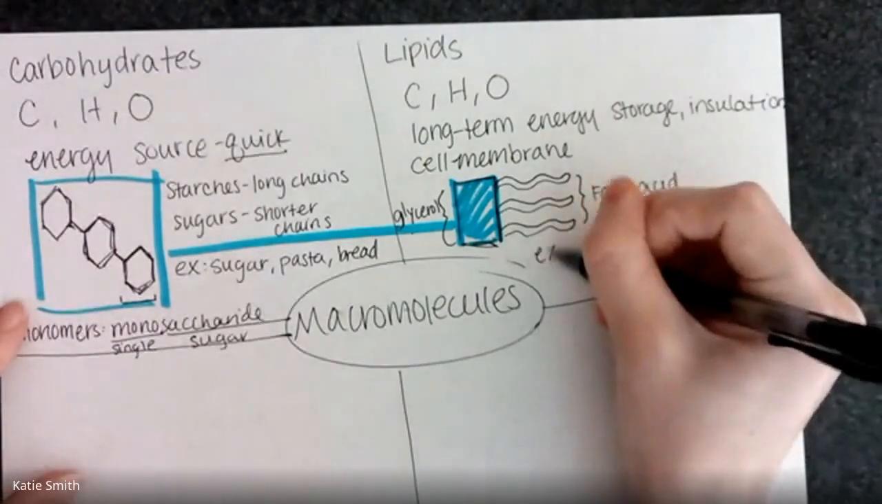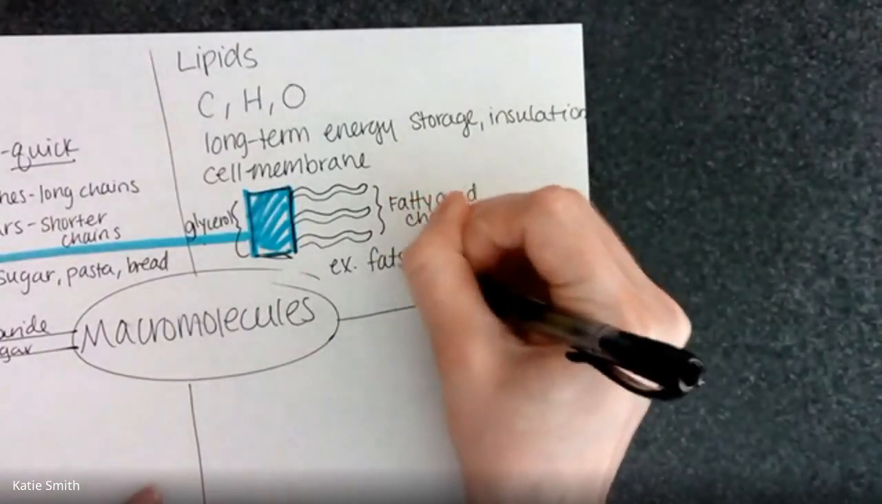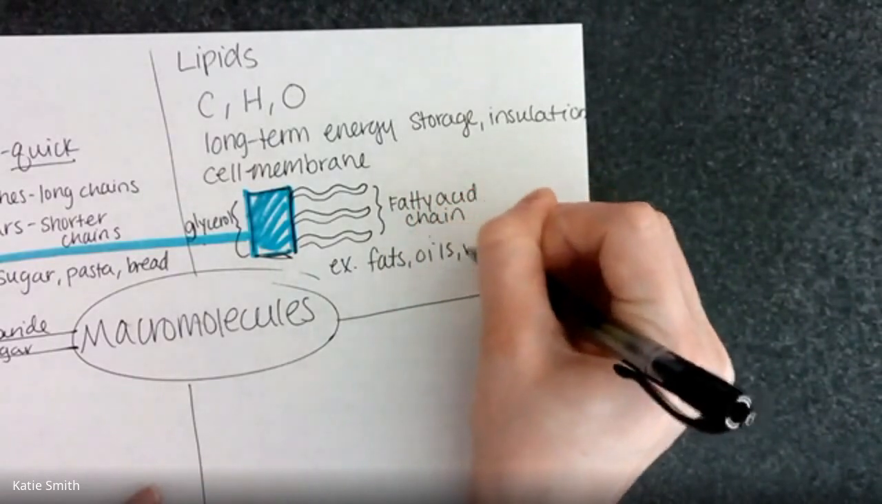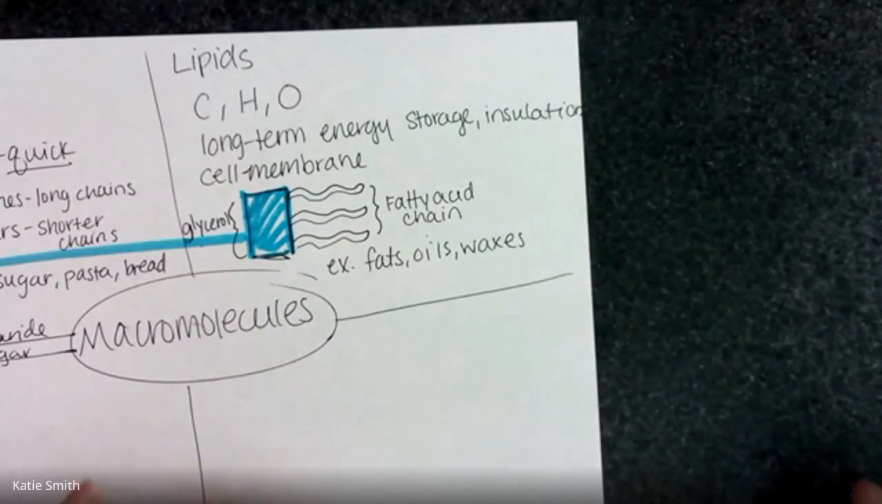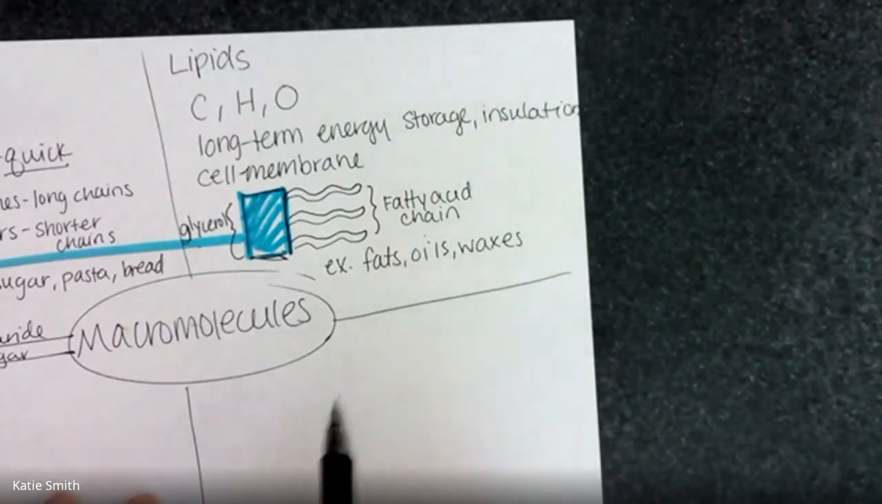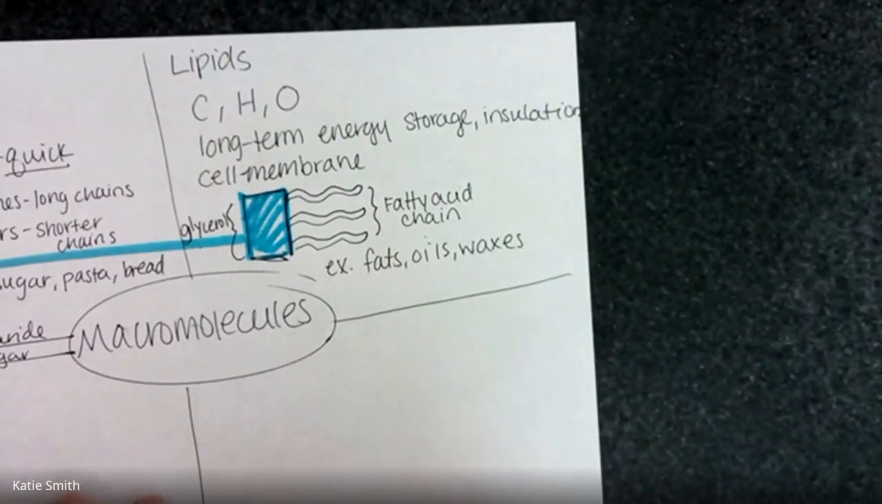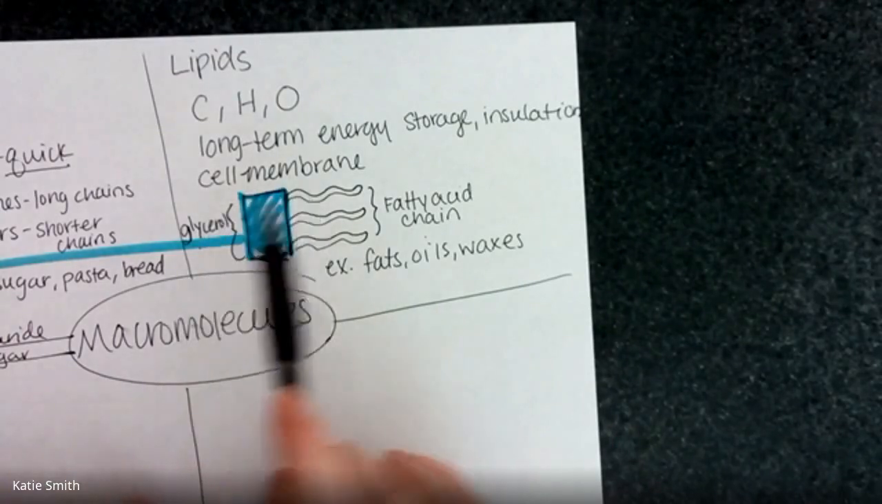What are some examples of lipids? Fats and oils, good. I'd also add waxes just as an honorable mention, if you will. So what's something about fats and oils and waxes that you think of in terms of properties of water? We talked about properties of water. Do fats and oils and waxes mix or not mix? They don't mix.